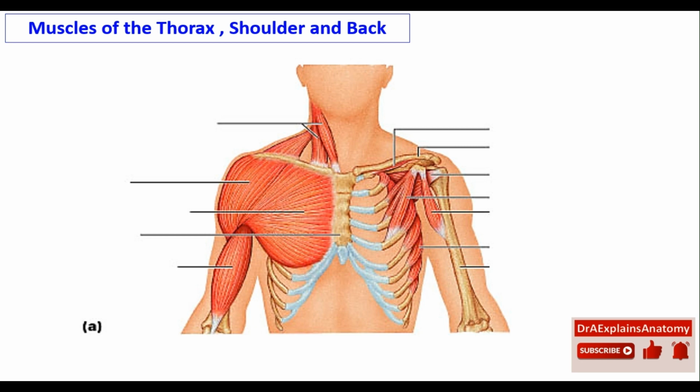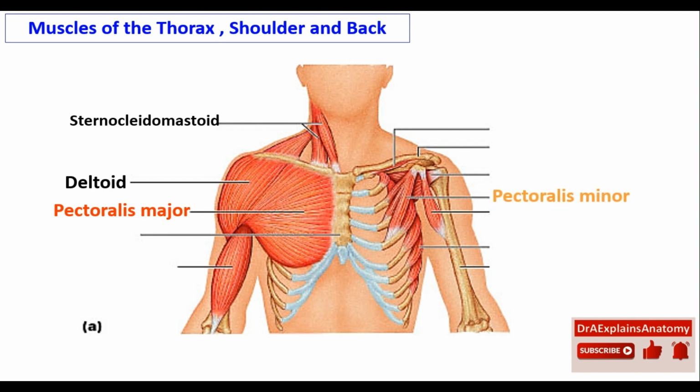Welcome back. In this video, we will go over the muscles of the thorax, shoulder, and back. First, we can see the sternocleidomastoid muscle, which is one of the neck muscles. This right here is the deltoid muscle. This is the pectoralis major muscle. Right under the pectoralis major muscle, we have the pectoralis minor muscle.